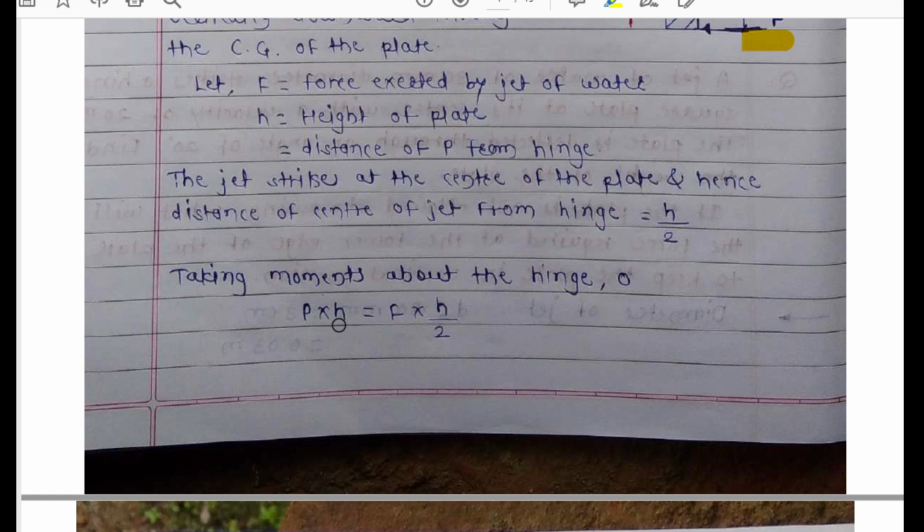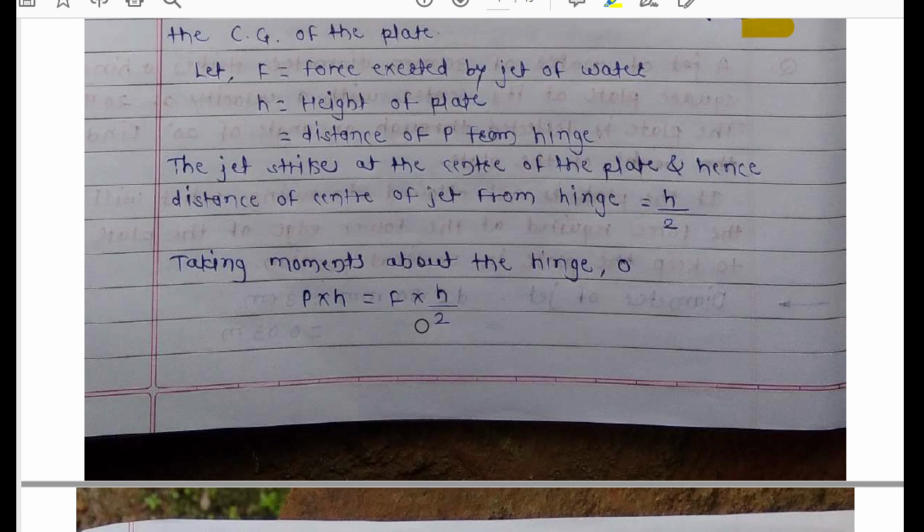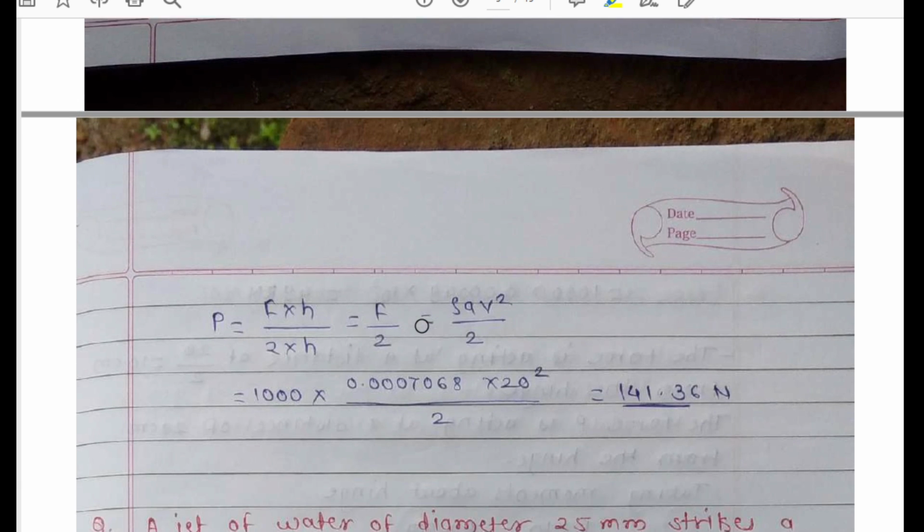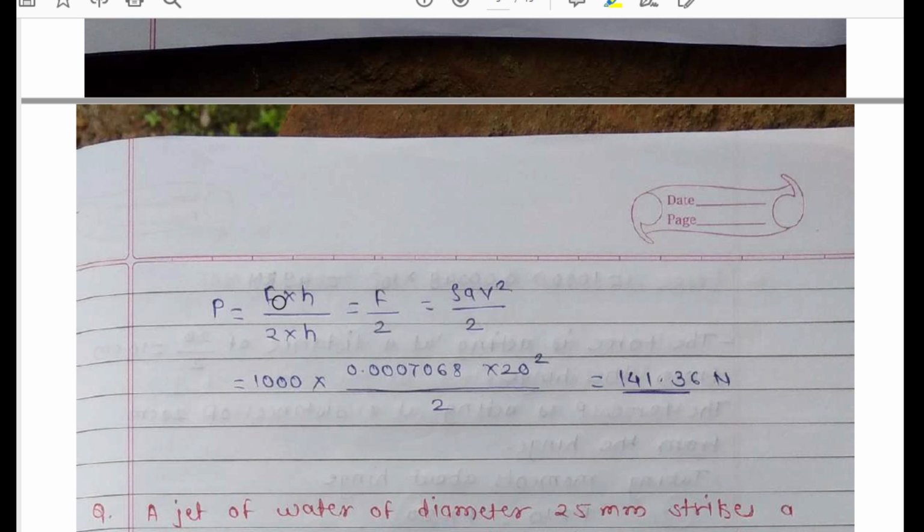Okay, P into h equals F into h by 2. Now P will be F into h upon 2h. The h will get cancelled. Remaining value is F by 2.